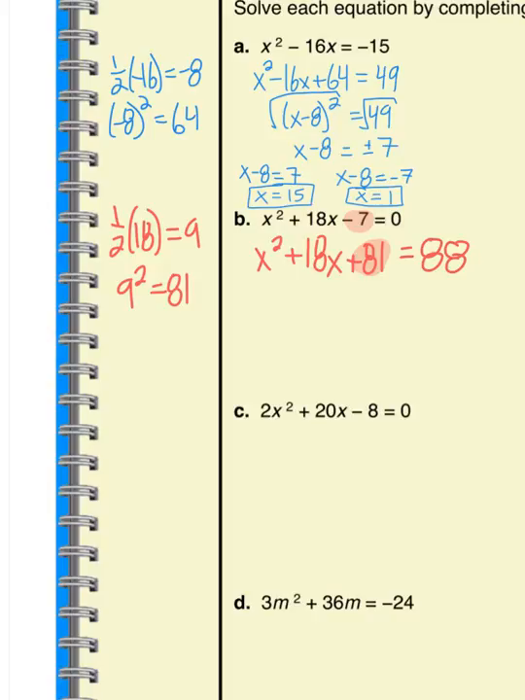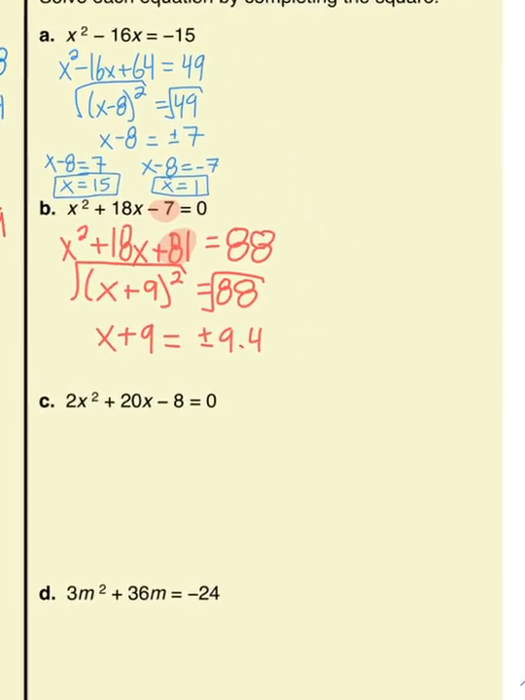And now I know that x squared plus 18x plus 81 is a perfect square trinomial, so I can write the next step, (x plus 9) squared equals 88. Then to undo that exponent, I'm going to take the square root of both sides. So I have x plus 9 equals the square root of 88, which is positive or negative 9.4.